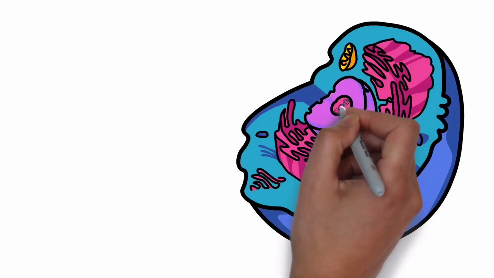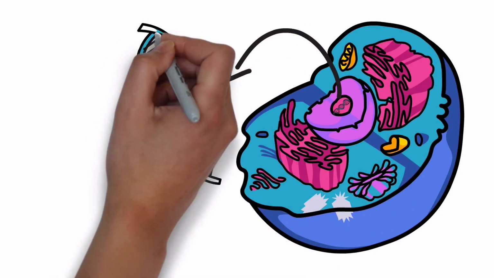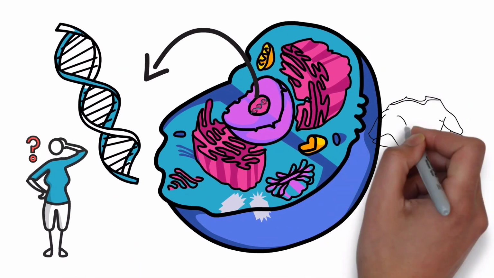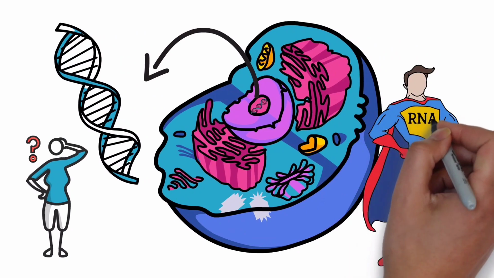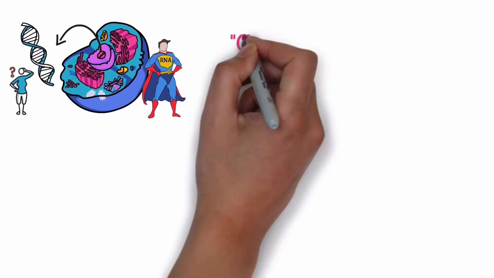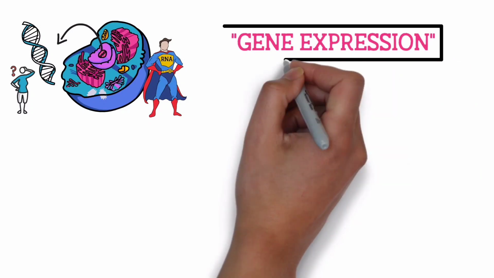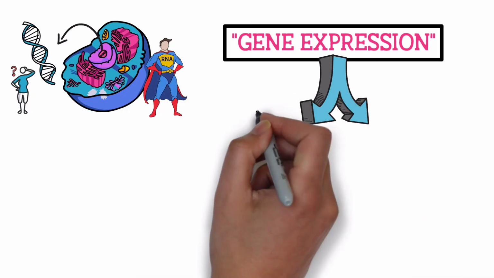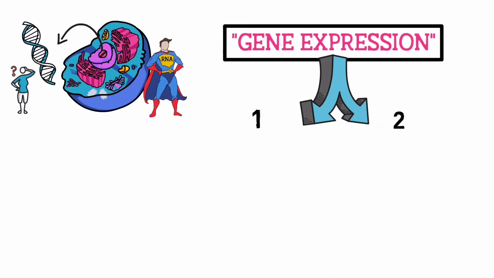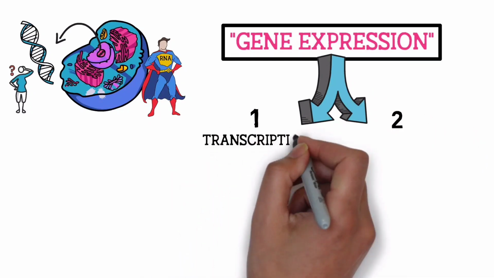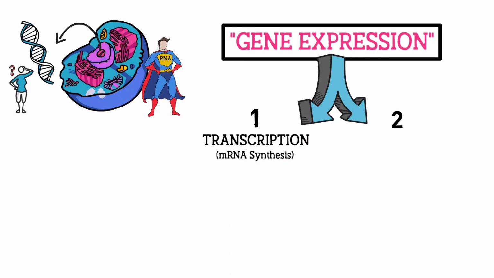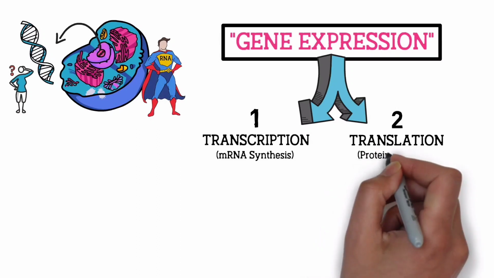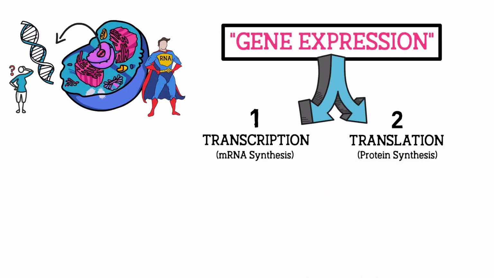So how are we going to get the information from these genes out of the nucleus so that the cells can start producing the proteins that they need to make? Let us introduce you to the amazing work of RNA. Remember the process of gene expression which we mentioned earlier? Gene expression essentially consists of two important steps. The first step is called transcription, which is the process of making messenger RNA. The second step is called translation, which is the process of making proteins.